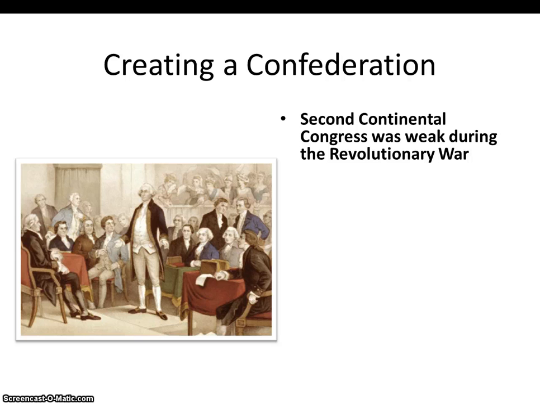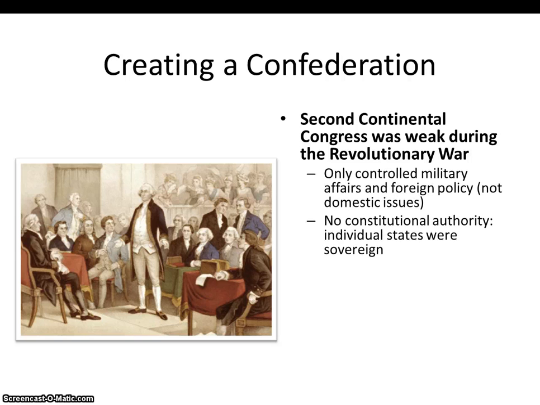So the Second Continental Congress was weak during the Revolutionary War. They only controlled military affairs and foreign policy and couldn't do anything with domestic issues. They had no constitutional authority over individual states, who were seen as sovereign.